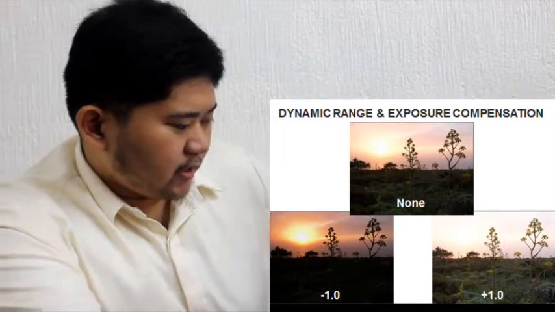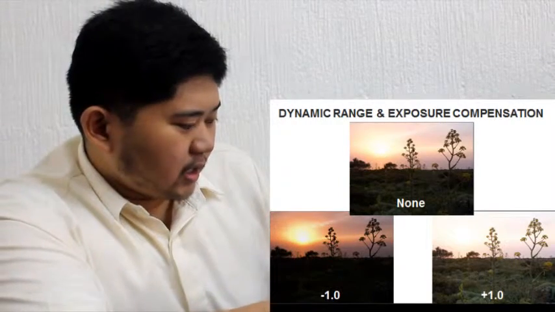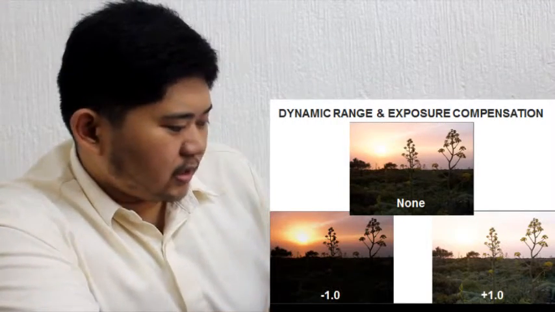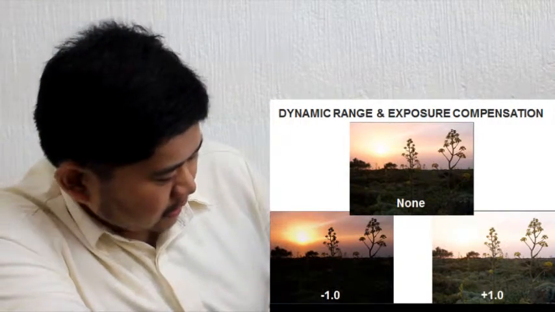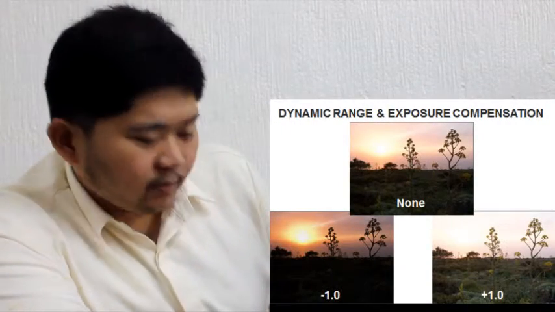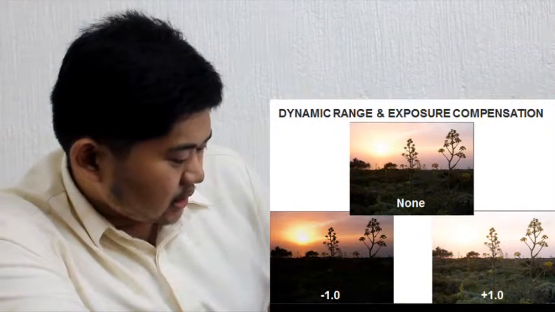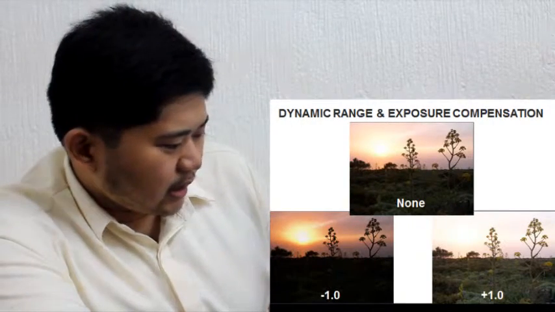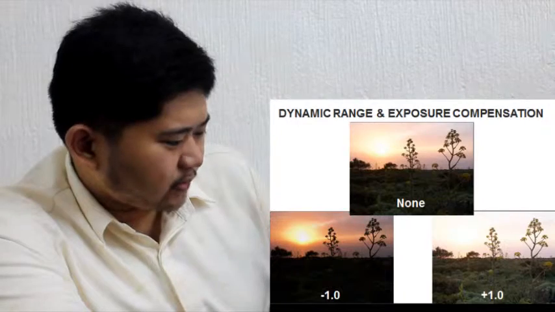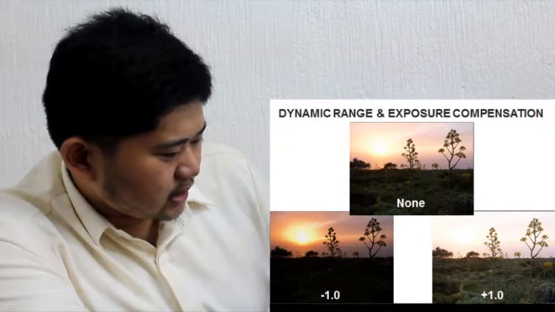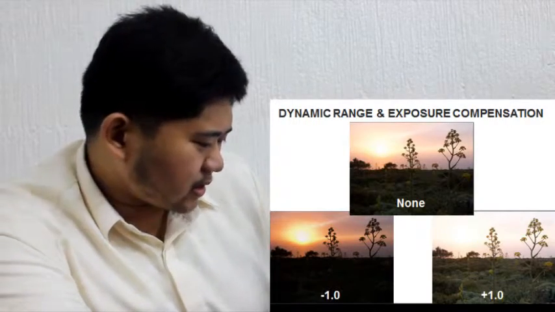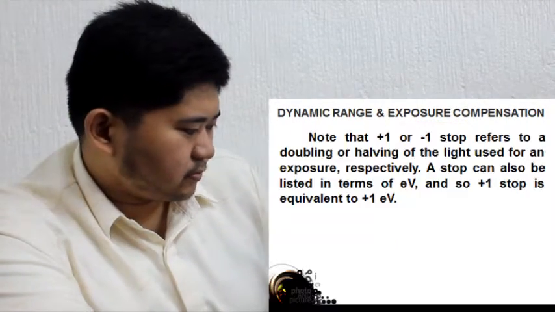So here, this is the original picture. In the middle, it's the original picture. On the bottom right, we have the -1 stop, where you can see it's a bit darker. On the left is the +1 stop, where you can see that it's much brighter, and you can see the foreground. While on the -1 stop, you can see the background more.